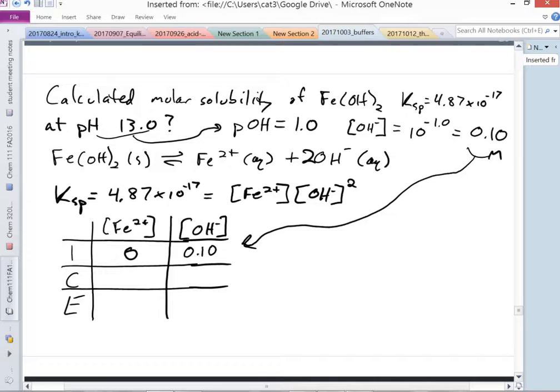We're trying to dissolve a material so the concentrations will increase. I use the coefficients, which I was reminded by balancing the equation, which is good.